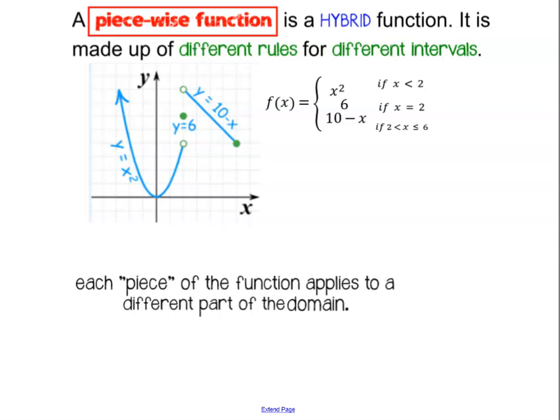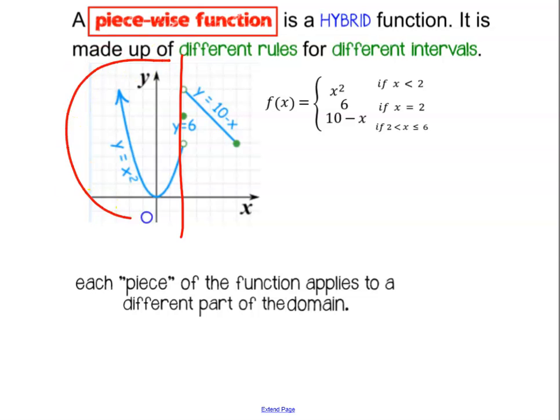So let's talk about a piecewise function. A piecewise function is a hybrid function, and it's made up of different rules for different intervals. Remember, an interval is a section of your graph. So let's say we're looking at the section from x is equal to 2 and lower. That would be this way, right? x is equal to 2 and lower.